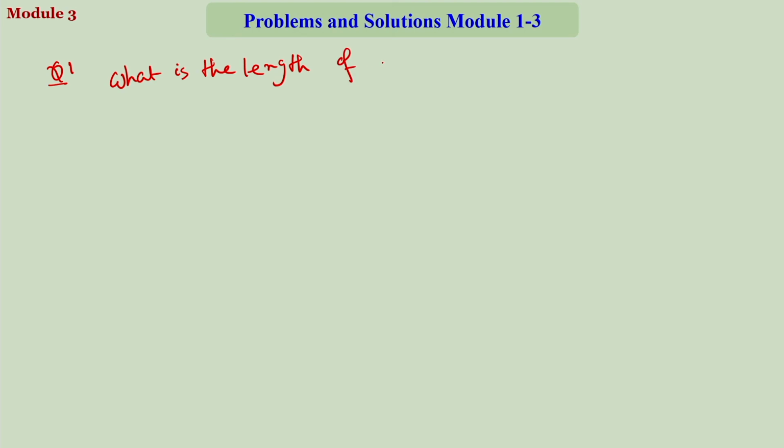Question number 1, to start with a very easy one: what is the length of a double stranded DNA, dsDNA, of 500 base pairs? If a double stranded DNA has 500 base pairs in it, which means the DNA is 500 mer long, then what will be the length of that DNA? Of course, this is assuming that DNA is straight in nature or the double helix in nature.